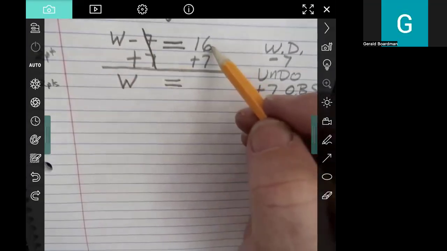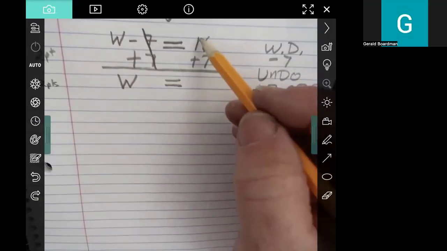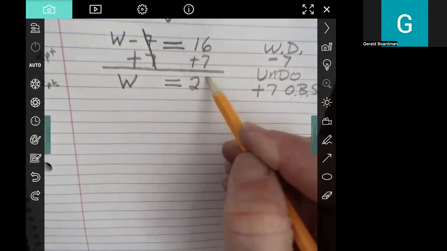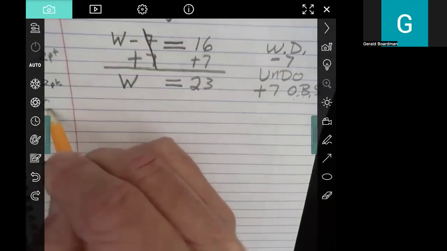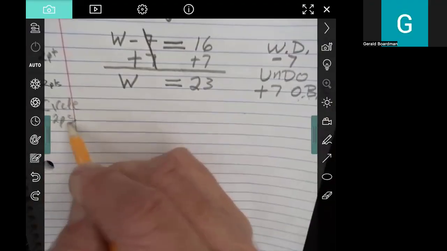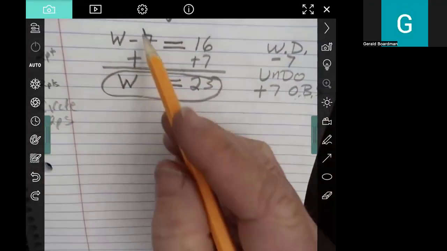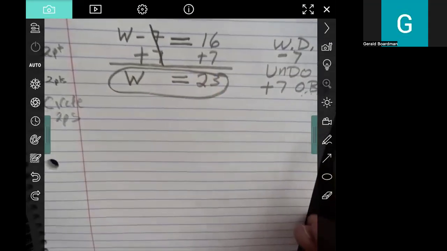And now we have 16 plus 7. Well, 6 and 6 is 12, so 16 plus 6 would be 22. This must be 23. I want you to then circle your answer. That is worth 2 points. We circle the answer. That's worth 2 points, right? The crossing out was worth 2 points. The adding 7 on both sides was worth 2 points.